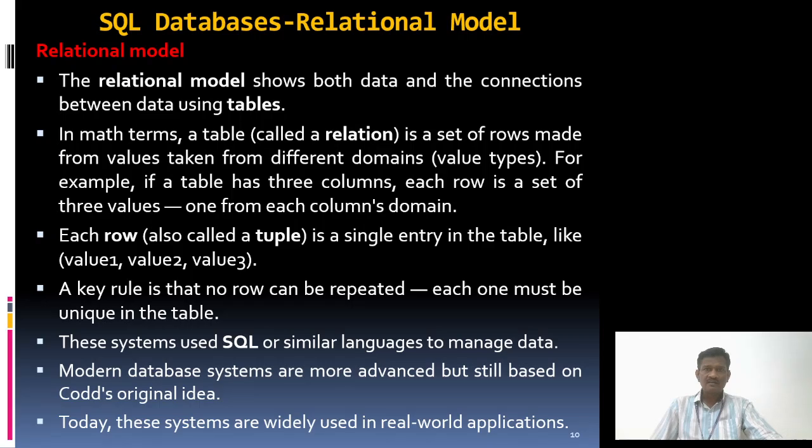In the relational model, both data and relationships between data are represented through tables. Each row is a tuple with values taken from domains. A key rule here is no two rows can be identical. This model forms the foundation of relational database systems used in the real world today.